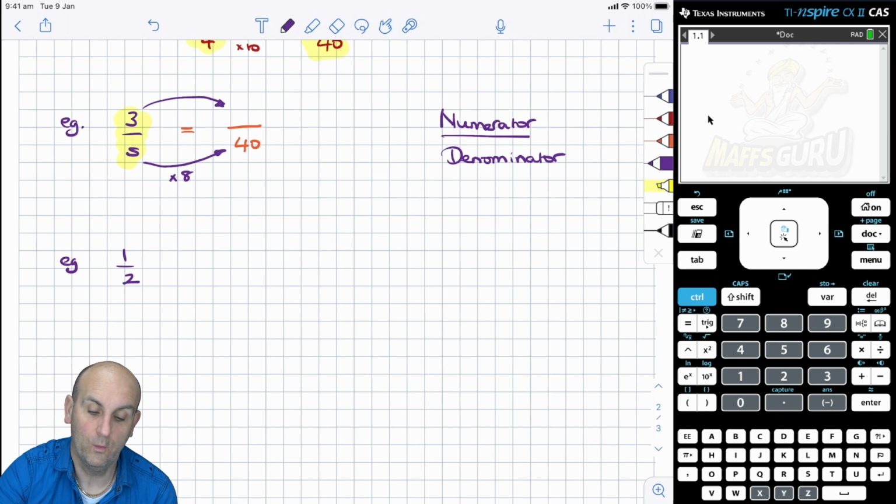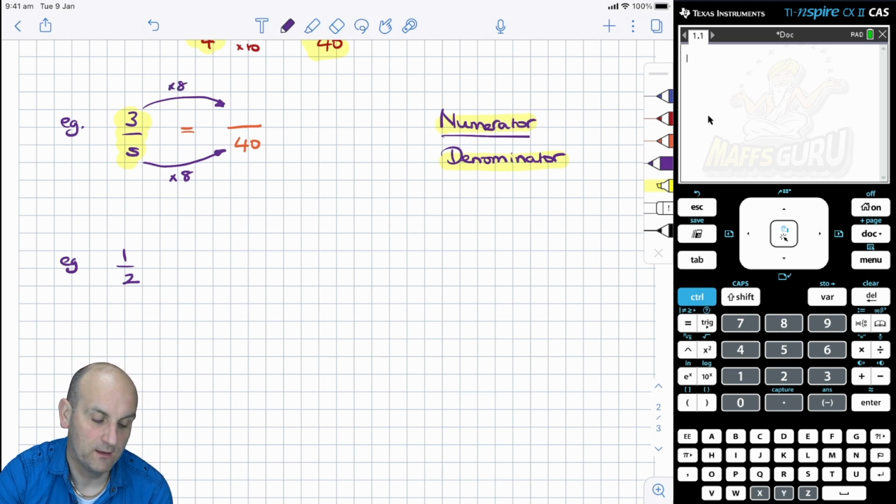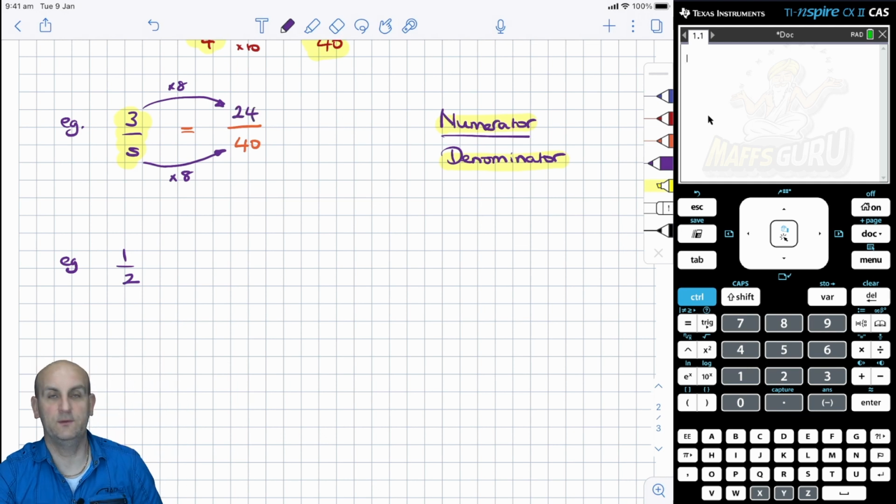Now remember, when we are doing equivalent fractions, what we do to the numerator, we must do to the denominator, and vice versa. So that's got to be times by 8. So 3 times 8, 8, 16, 24. And ka-ching, there we go. That's my equivalent fraction, 24 over 40. Now again, a large number of people will then go, I'm going to cancel that down. No, that's not what they want you to do.